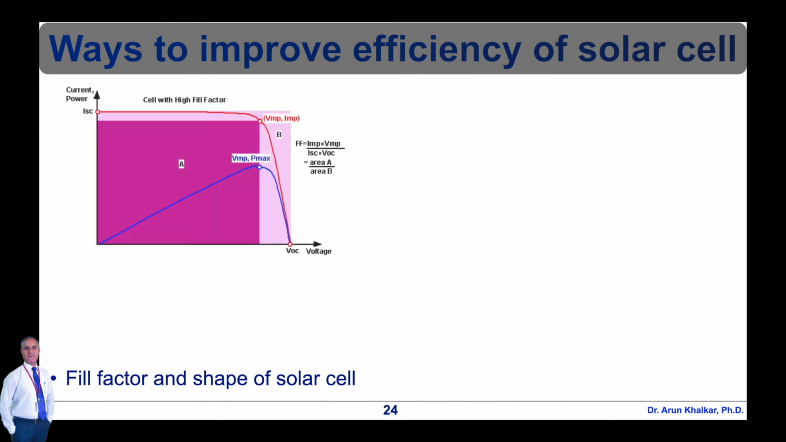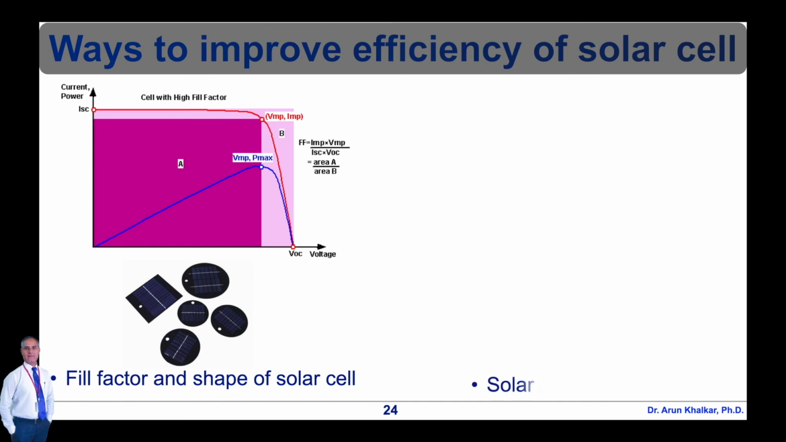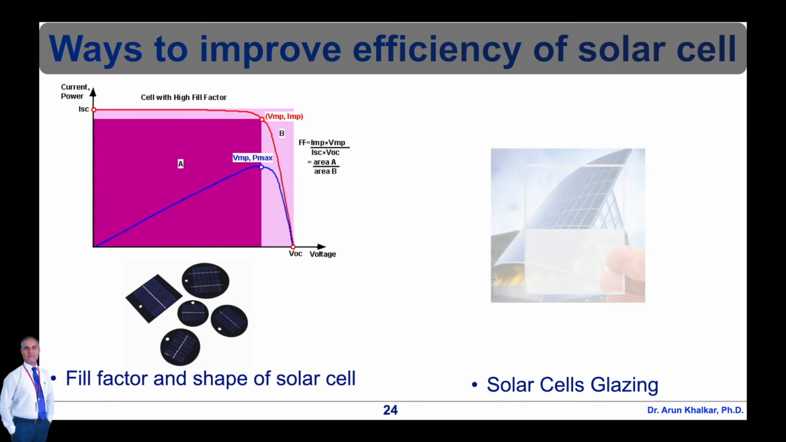First is the fill factor and shape of the solar cell. Fill factor refers to the utilization of available surface area. Typically, it ranges from about 70 to 90%. The fill factor of solar panels depends on their shape. For example, round or moon-shaped solar cells have a lower fill factor. Square cells have a higher fill factor. By choosing the proper shape, the efficiency of a solar cell can be improved.